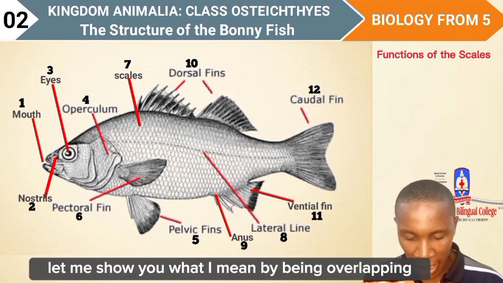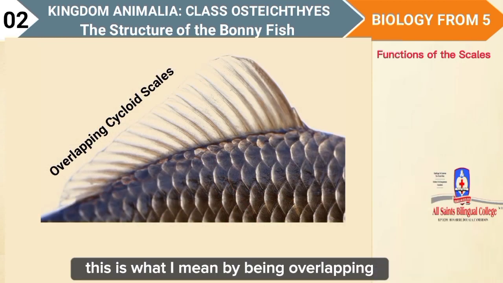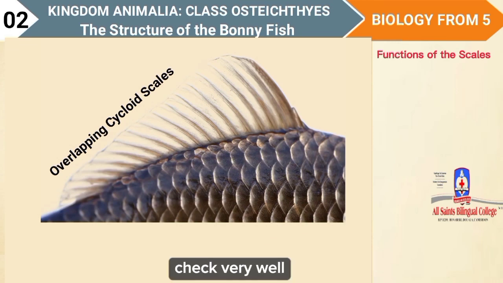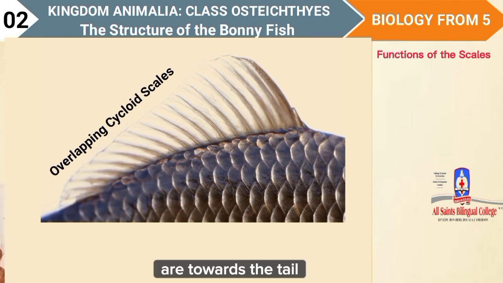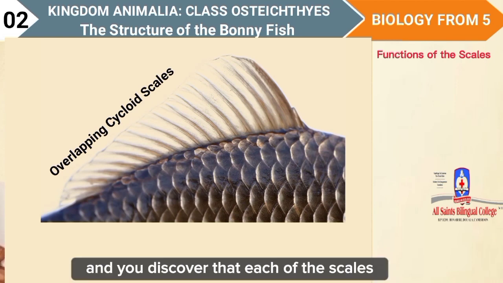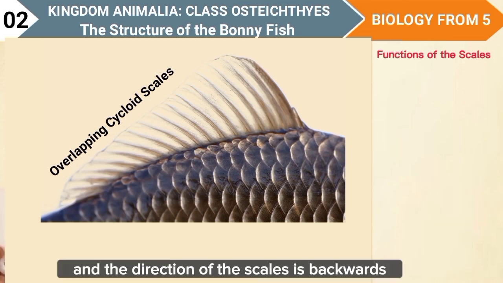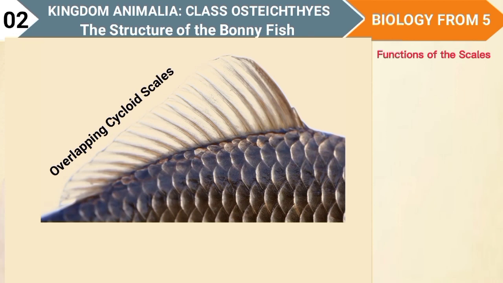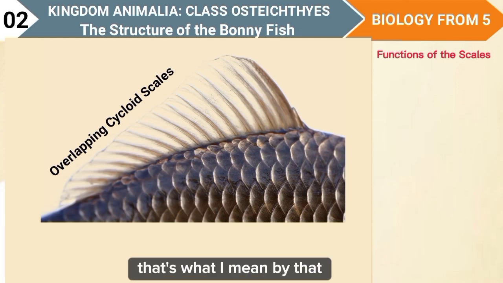Let me show you what I mean by being overlapping. This is what I mean by being overlapping. Check very well. You discover that the direction of the scales are towards the tail. So they are overlapping, and you discover that each of the scales is lying on another one. Now, the direction of the scale is backward. When I mean backward, I mean towards the tail, not towards the head. That's what I mean by that.